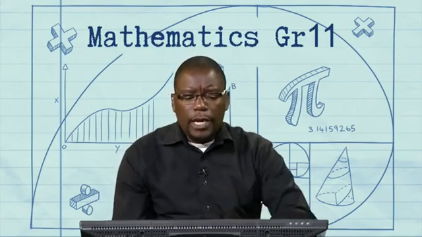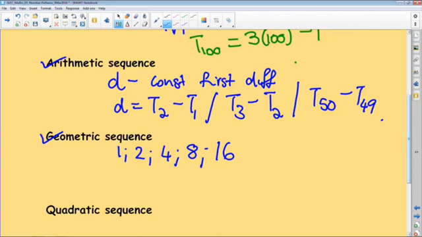But if you now say this, if I take a 2, I divide it by 1, I get a 2. And then again, if I take a 4, divide by 2, I get a 2.